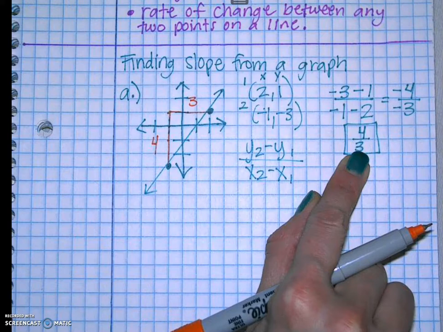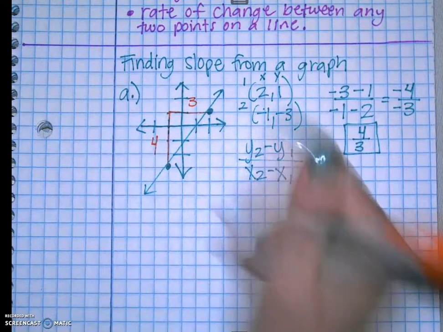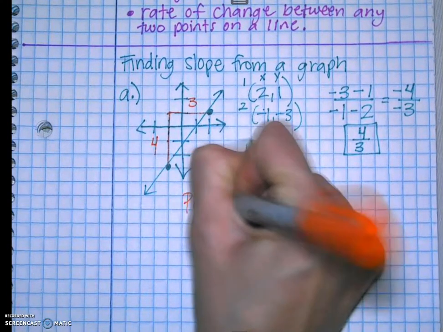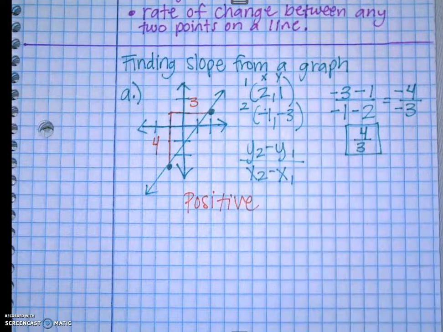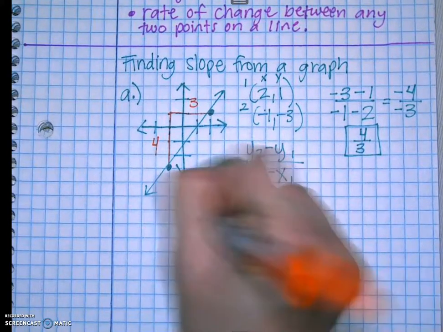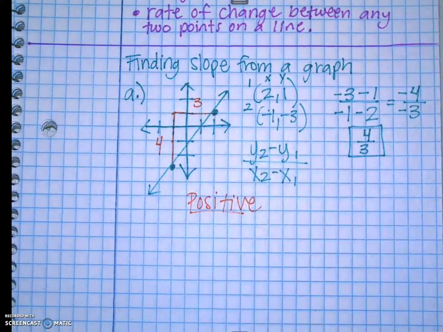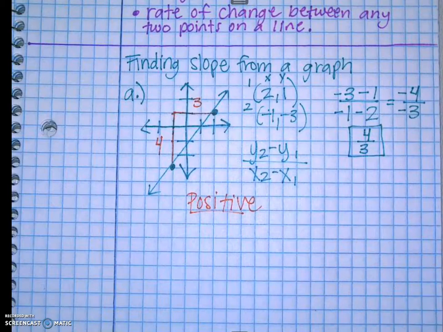Okay? So this right here is a positive slope. Okay? So it's a positive slope of 4/3. So if you did not get that, I'll make sure you pause it before you move on.